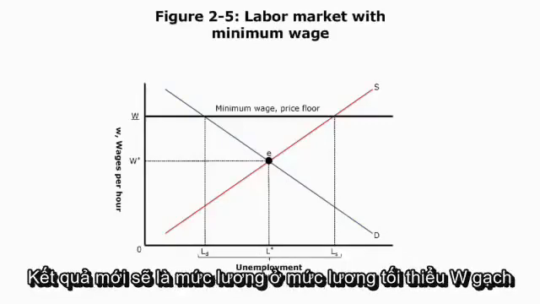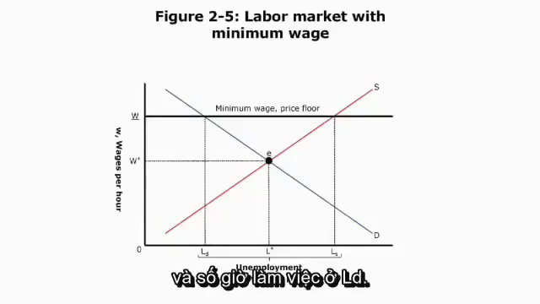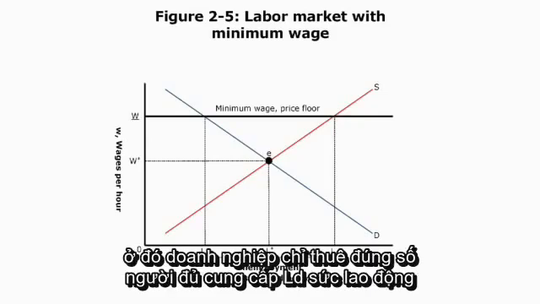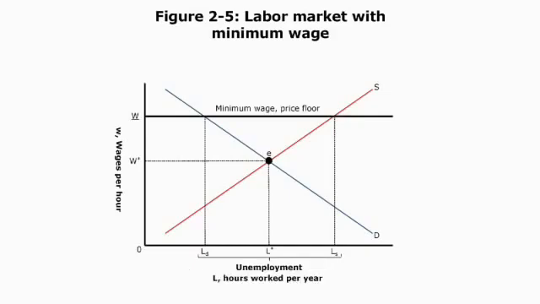And so the new outcome is going to be at a wage W lower bar and an amount of hours L sub D. Okay? So basically, you end up with this unemployment situation where only L sub D workers are hired and the wage is W lower bar.